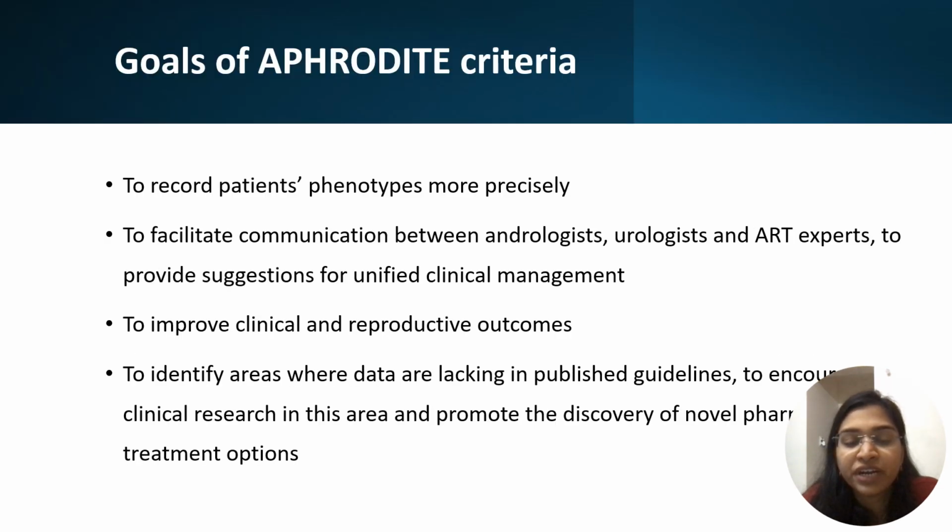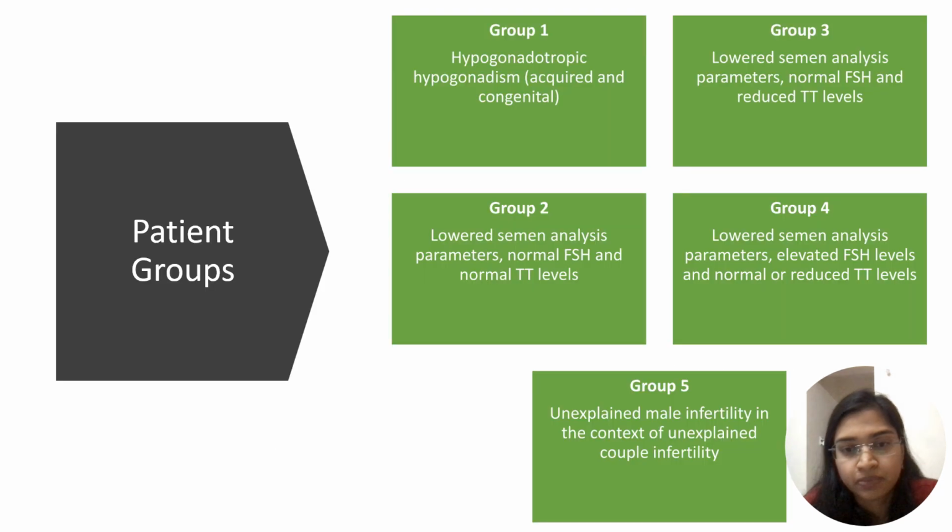So goals of Aphrodite criteria are to record patients' phenotypes more precisely, to facilitate communication between andrologists, urologists, and ART experts, to provide suggestions for unified clinical management, to improve clinical and reproductive outcomes, to identify areas where data are lacking in published guidelines, to encourage clinical research in this area, and promote the discovery of novel pharmacological treatment options.